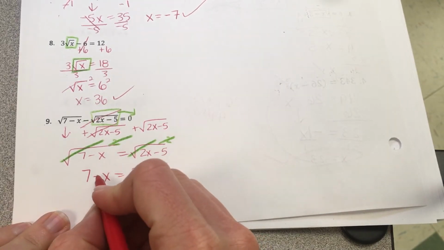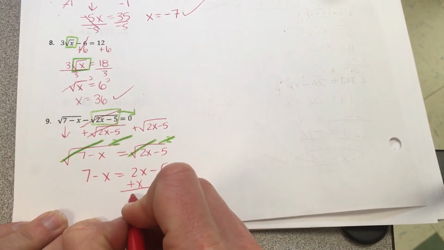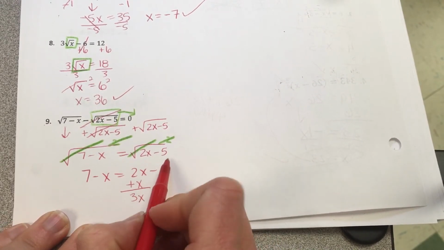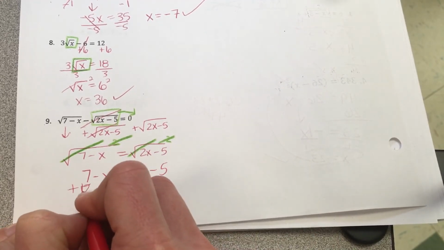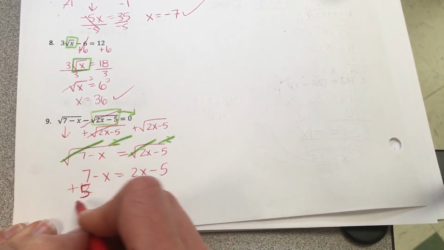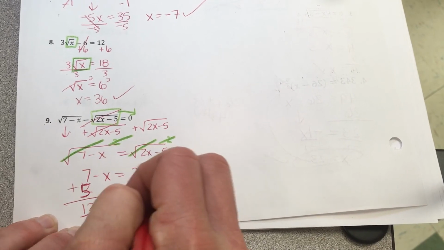Good, combine like terms. So when I move, I'm gonna move minus x over here, so plus x, that gives me 3x. And I'll move the minus 5 over here and add it. Oops. Okay. Divide by 3.